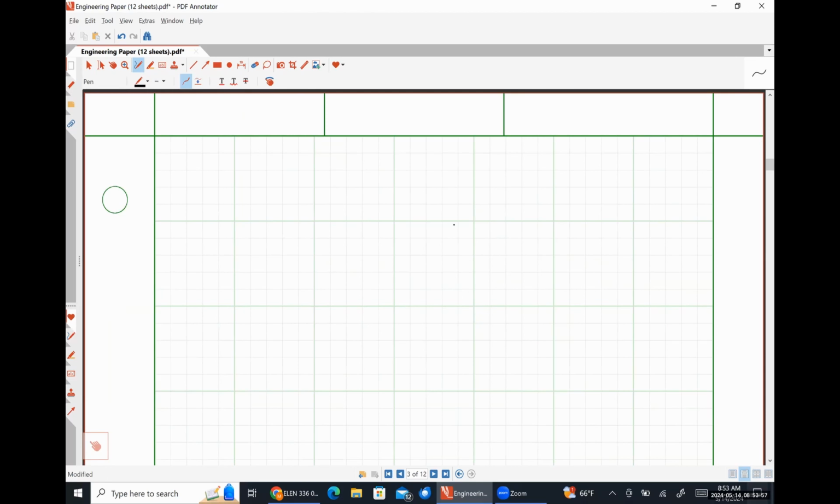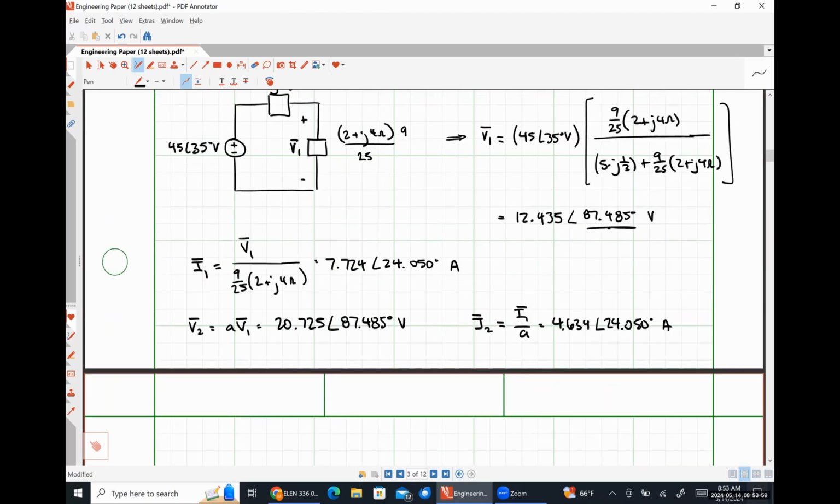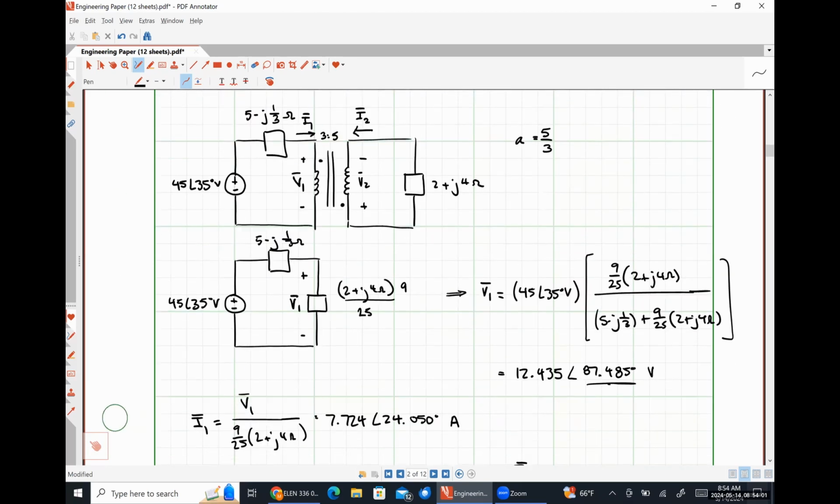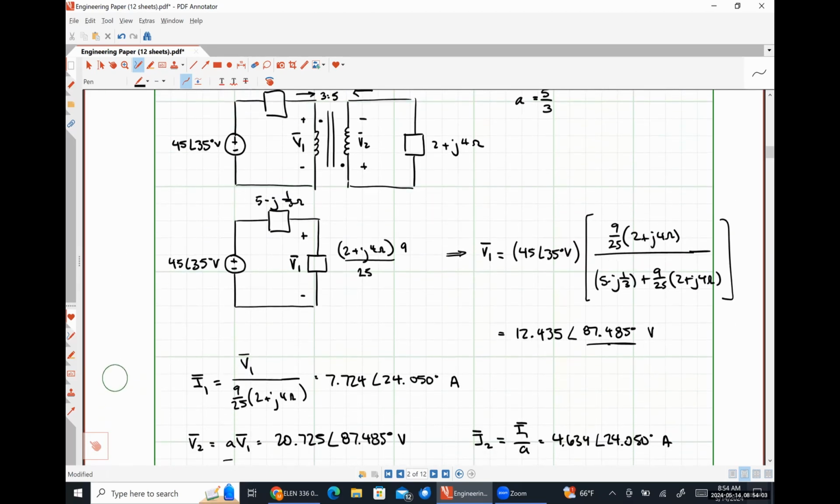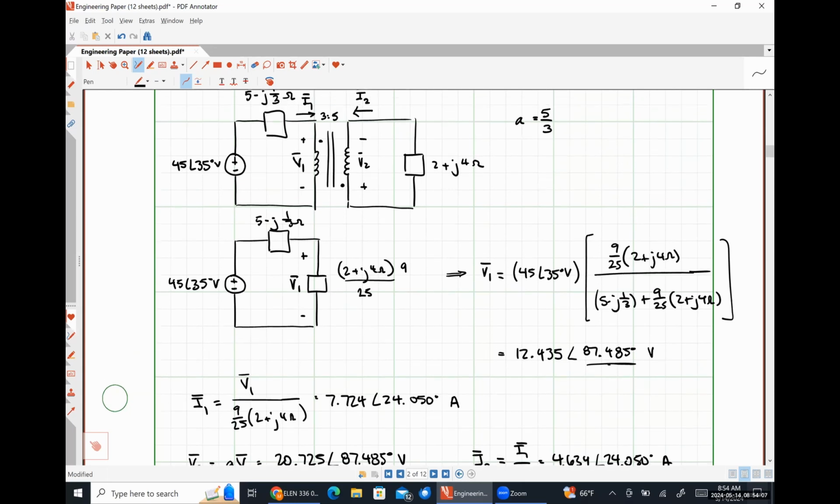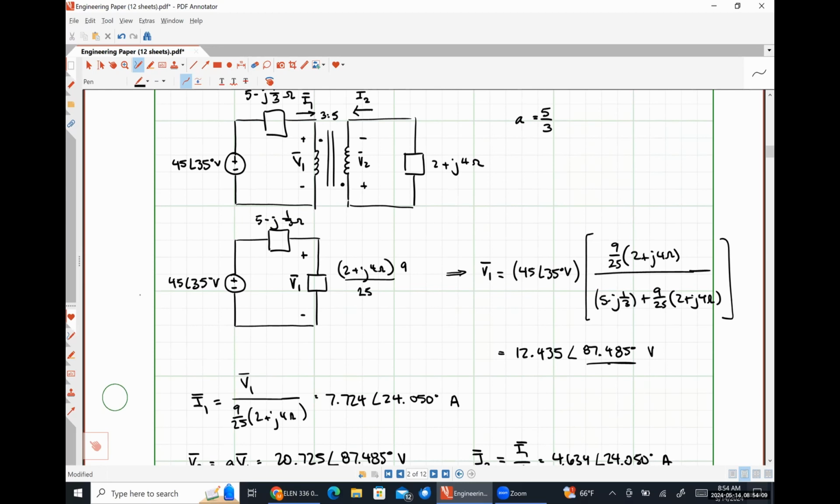Okay. Actually, I want to go back and ask one quick question about this, because this result that we used here is absolutely correct. A times V1. Are we sure it's not supposed to be negative A times V1?